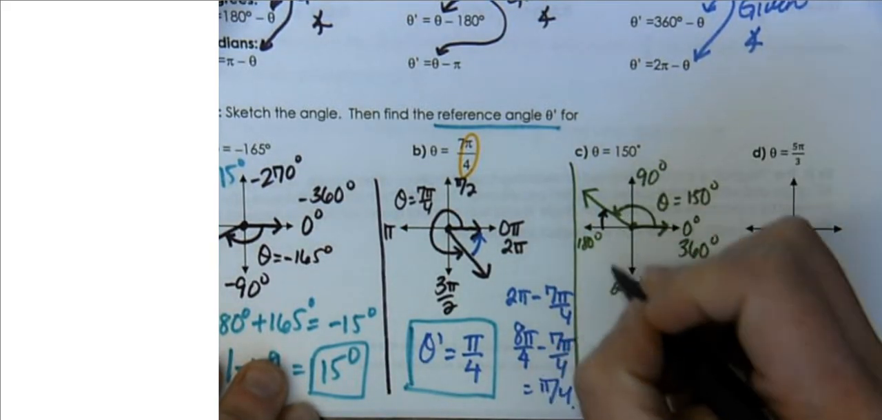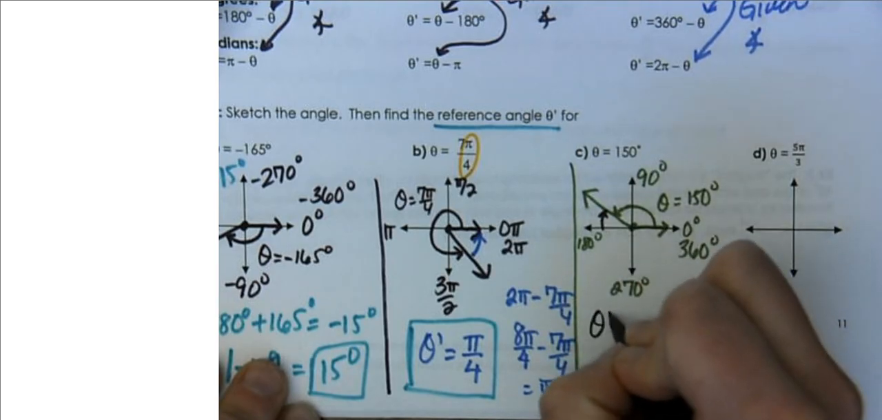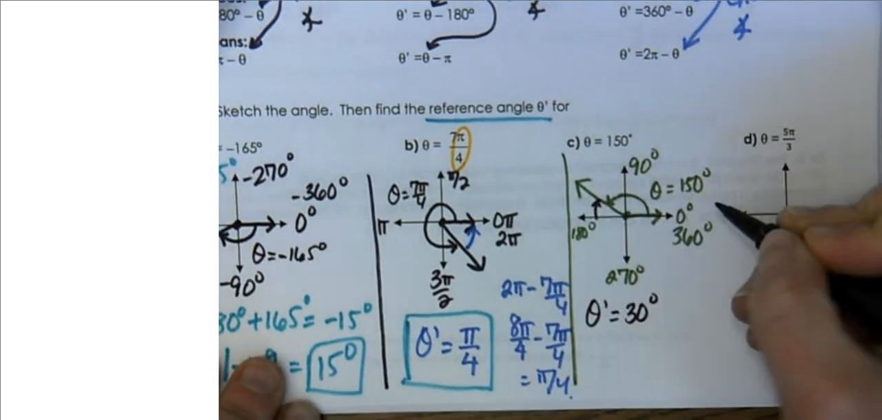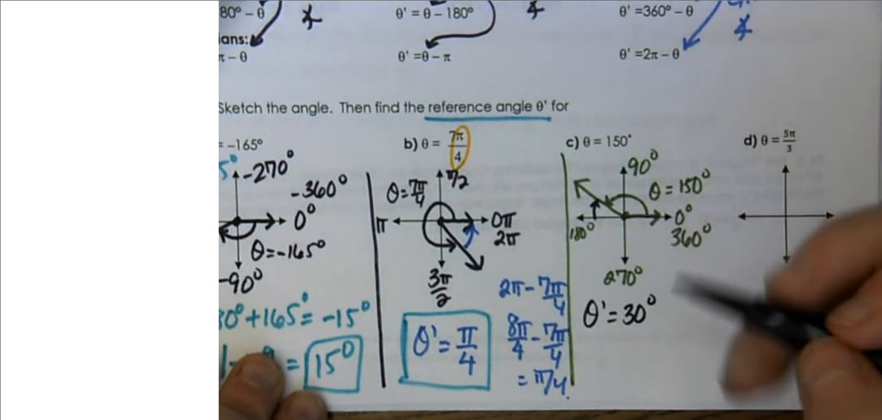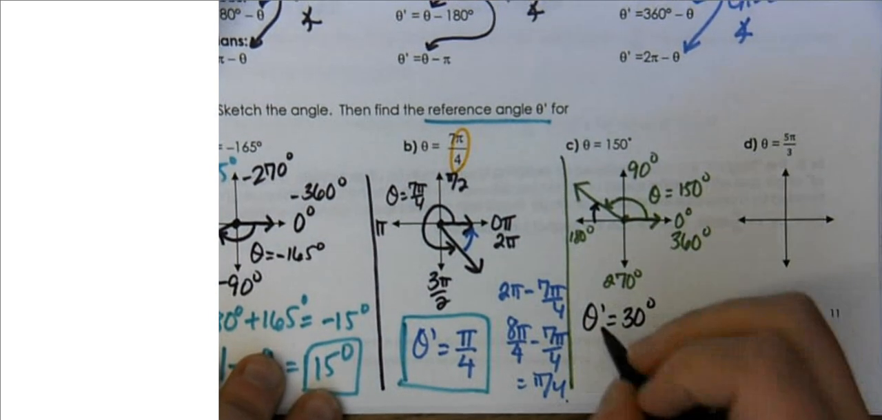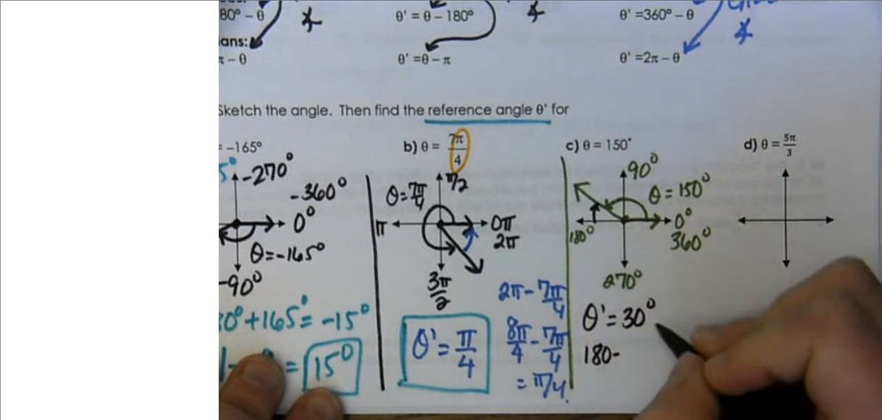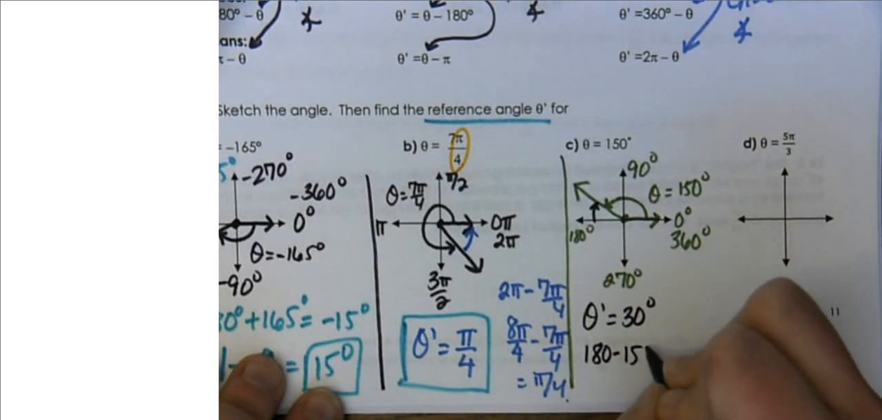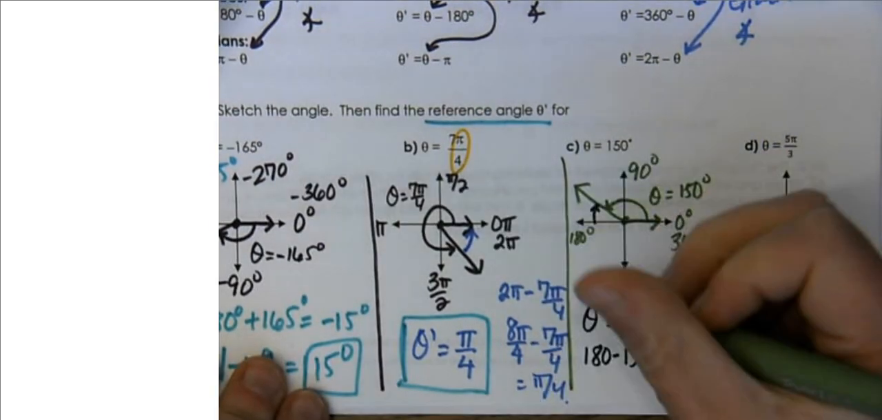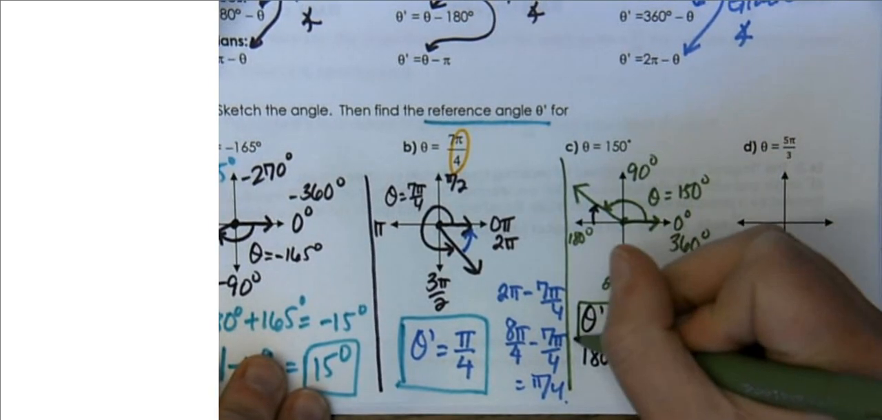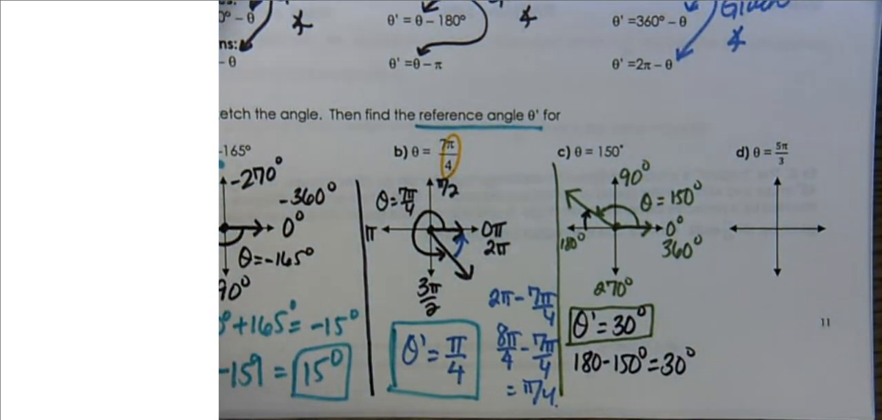And hopefully you're looking at this and saying, well, that was just 30 degrees. And I know that 150 falls into the 30-degree category, which means that the reference angle is 30 degrees. If you want to show work, it's 180 minus 150, which will give you 30 degrees. But regardless, this is what your reference angle is, 30 degrees. Let's go ahead and look at letter D.